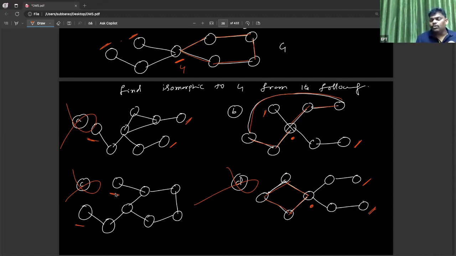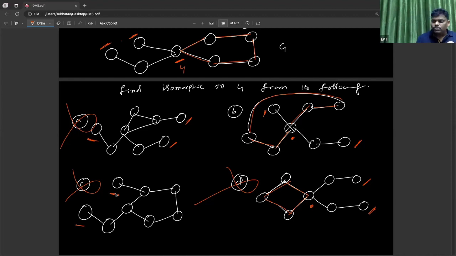There is nothing like you have to check a particular thing. Some people are asking, why are you checking degree 1 only? You can check anything: degree 2, degree 1, degree 4, anything is fine. There is no rule that you have to do first this, second this, third this. Everything should be the same, then only it is isomorphic.